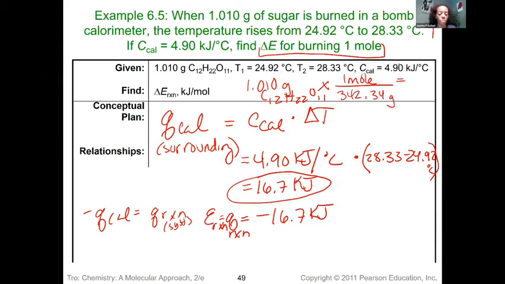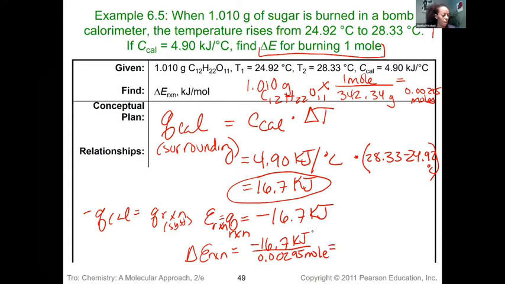So to figure out how many moles we have present, we would take 1.01 divided by 342.34, and that's going to get us 0.00295 moles. And so to figure out the delta energy of the reaction per mole, we would say 16.7 kilojoules divided by the 0.00295 moles.